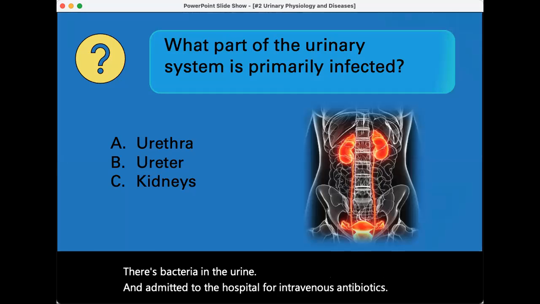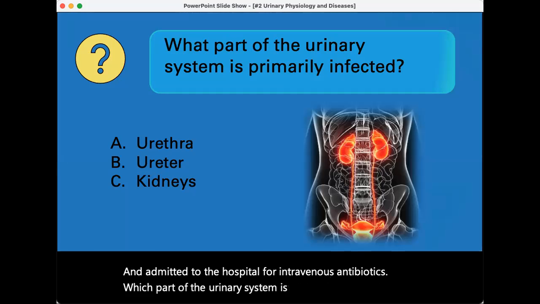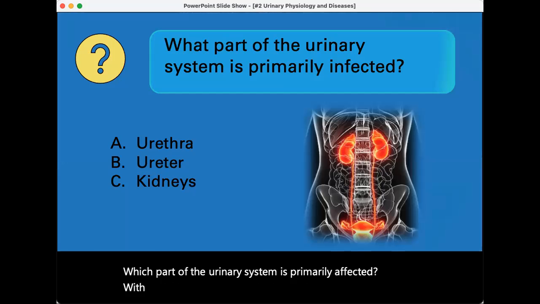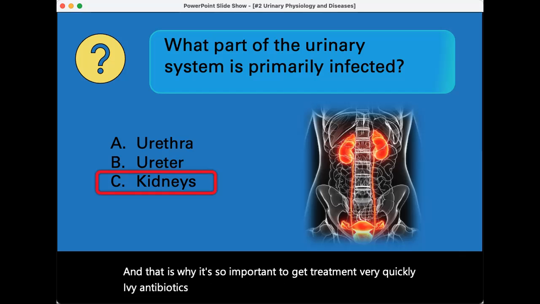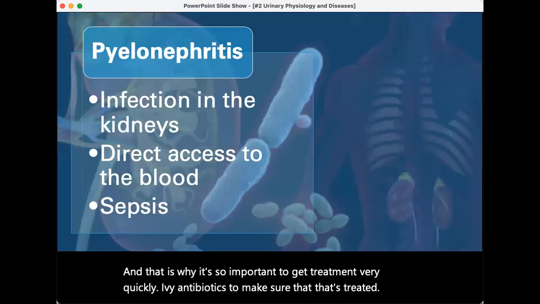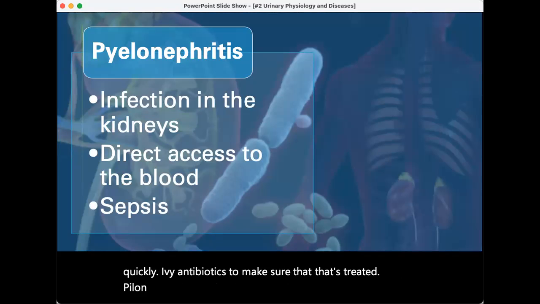Which part of the urinary system is primarily affected? With a high fever, back pain, I hope you'll answer kidneys. And that is why it's so important to get treatment very quickly, IV antibiotics, to make sure that that's treated. Pyelonephritis, infection in the kidneys. Remember, direct access to the blood, and sepsis, overwhelming infection in the bloodstream.